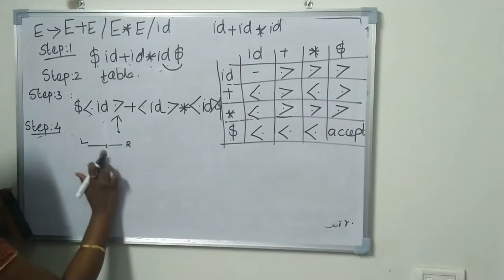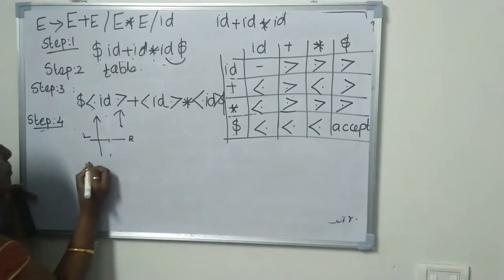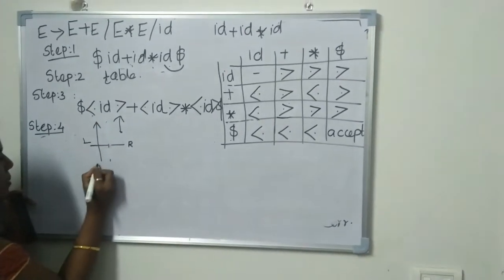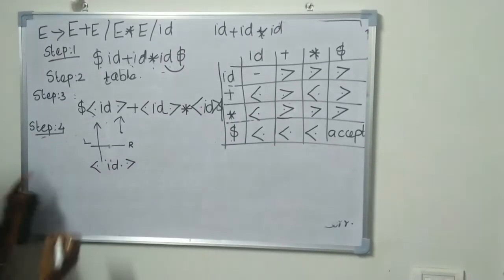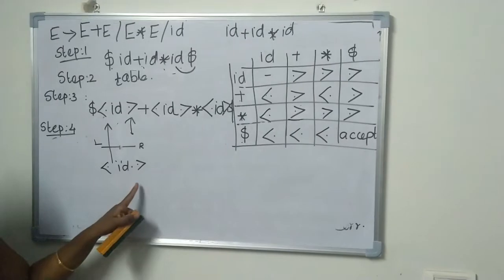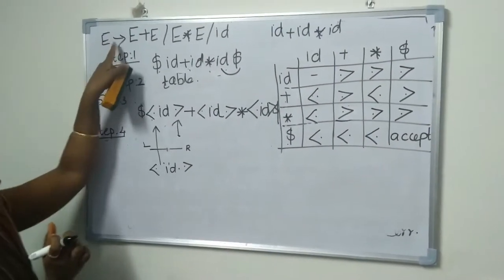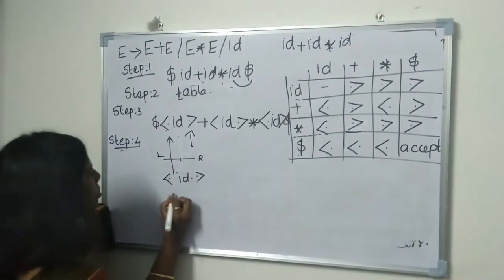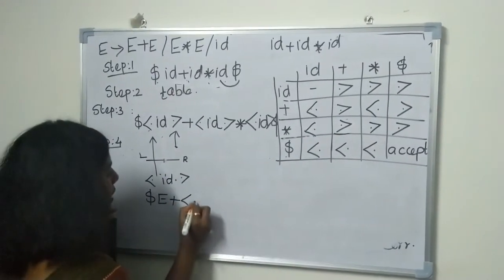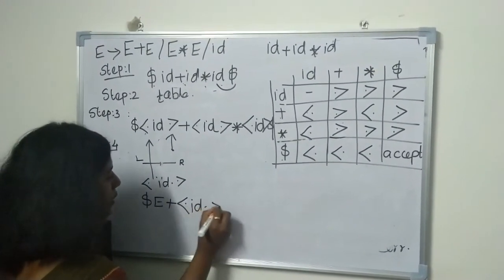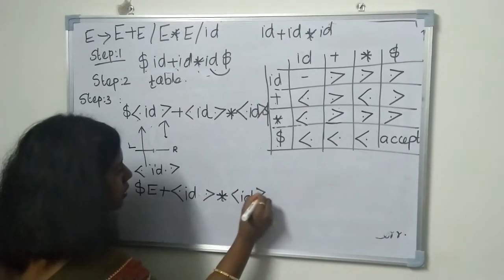So I will start scanning the next one, that is this part. Now I find the less than symbol. Once I find this less than symbol, here I have less than id and greater than symbol. Once I get this one, I'll see is there any production for this. So here it is E derives id. So I'm going to replace this as E plus, and the remaining is less than id, then star id dollar.